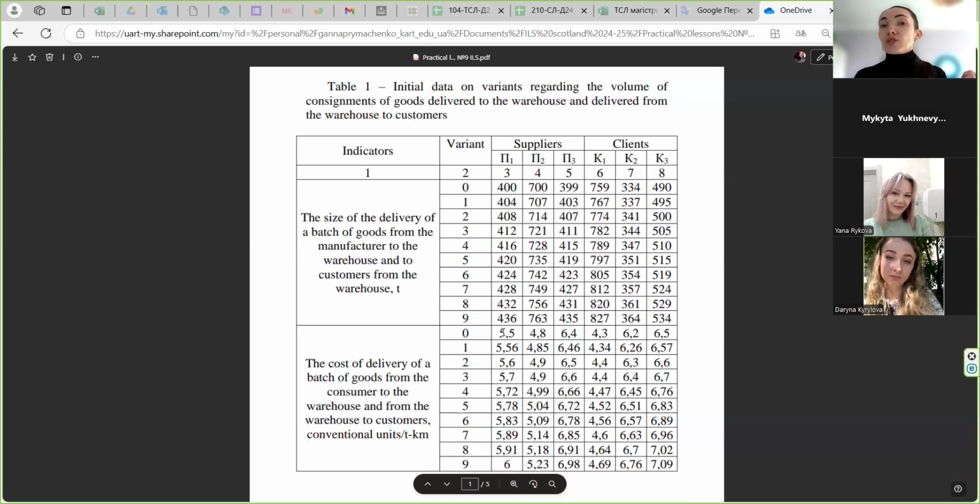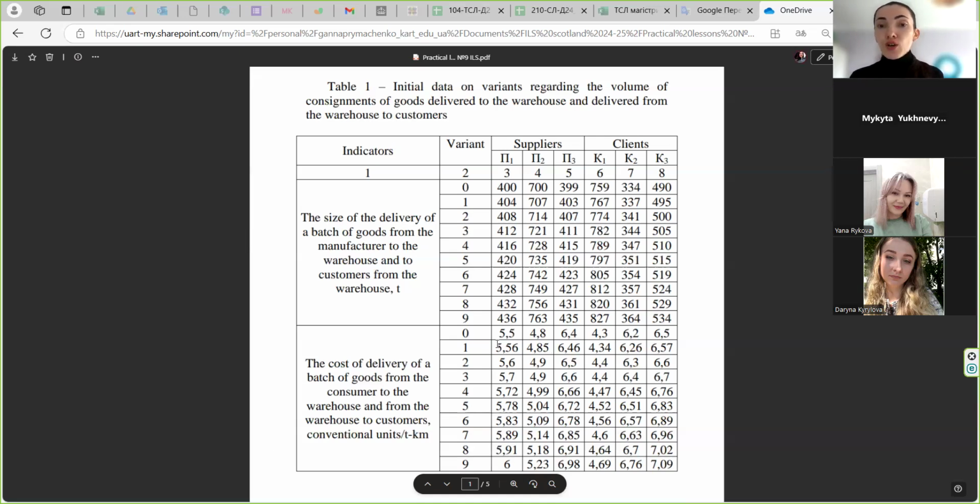So for variant 0, it is 5.5. It is in conventional units per 1 ton-kilometer. So please write for your variant in these columns. For variant 0, it is 5.5. For the first variant, it is 5.56. For the second variant, it is 5.6. Find please for your variant. We do it one by one so that you can understand all the information. Okay.